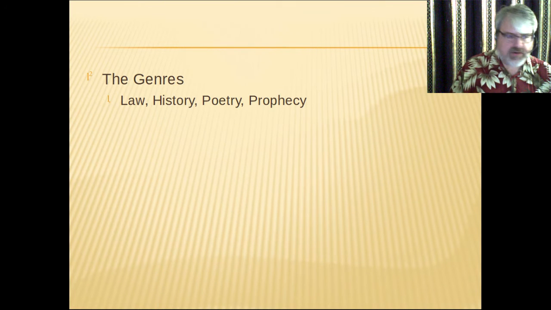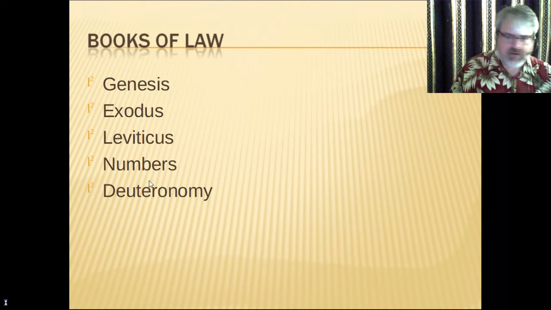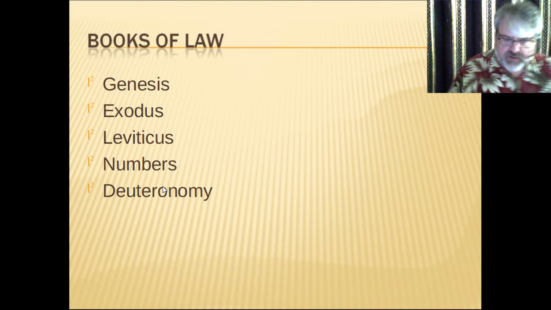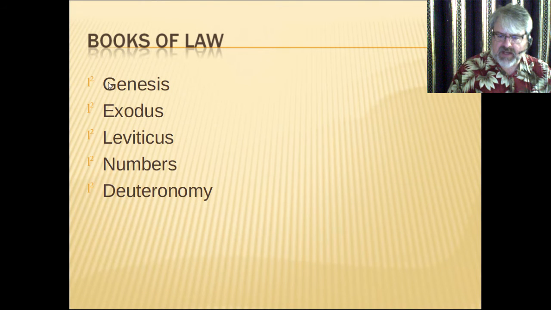Let's talk about the genres a little bit. The genres include four, basically: the law, the history, the poetry, and the prophecy. The books of the law are as follows: Genesis, Exodus, Leviticus, Numbers, and Deuteronomy. These five books are believed to be composed by Moses, and they include material from the very first part of Genesis to Israel getting ready to cross the Jordan into the Promised Land here towards the end of Deuteronomy.